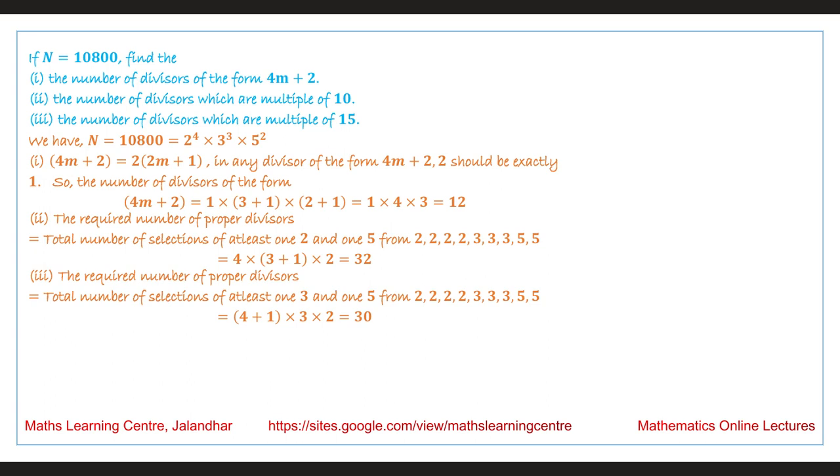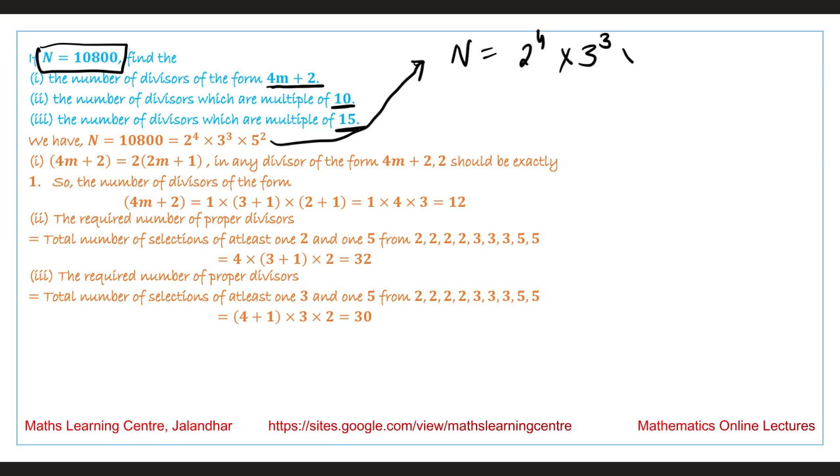Next is, if n is equal to 10800, find the number of divisors of the form 4m plus 2, the number of divisors which are multiple of 10 and the number of divisors which are multiple of 15. So if we write the prime factorization of this number, we have 2 raised to the power 4 into 3 raised to the power 3 into 5 raised to the power 2.